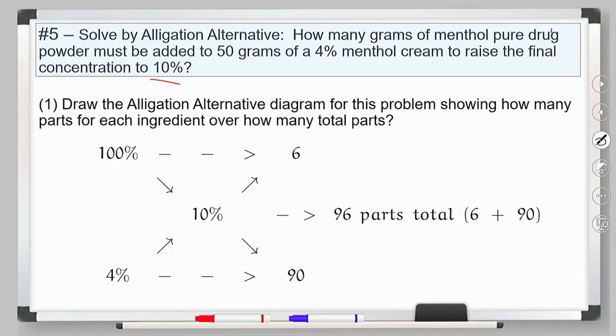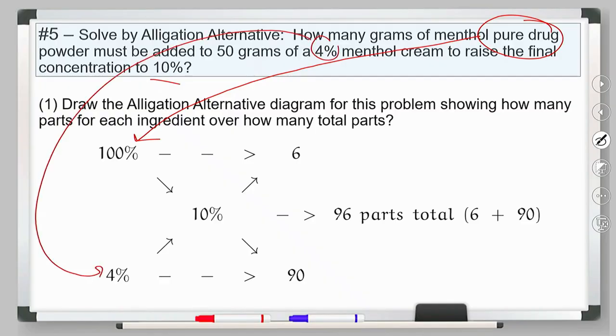The whole trick is when I say pure drug, what concentration do you need to remember? 100%. Pure means 100%. All right, so pure drug, 100% concentration drug, is being added to a 4%, so there's the 4% on the bottom, to make a 10%. So there's my target. I'm going to add 100% drug to a 4% drug, and I want a 10% drug. So once I set those up, and they're all in percents, I can do my cross subtraction, going diagonally down. 100 minus 10 gives me 90 parts. Going up, 10 minus 4 gives me 6 parts.